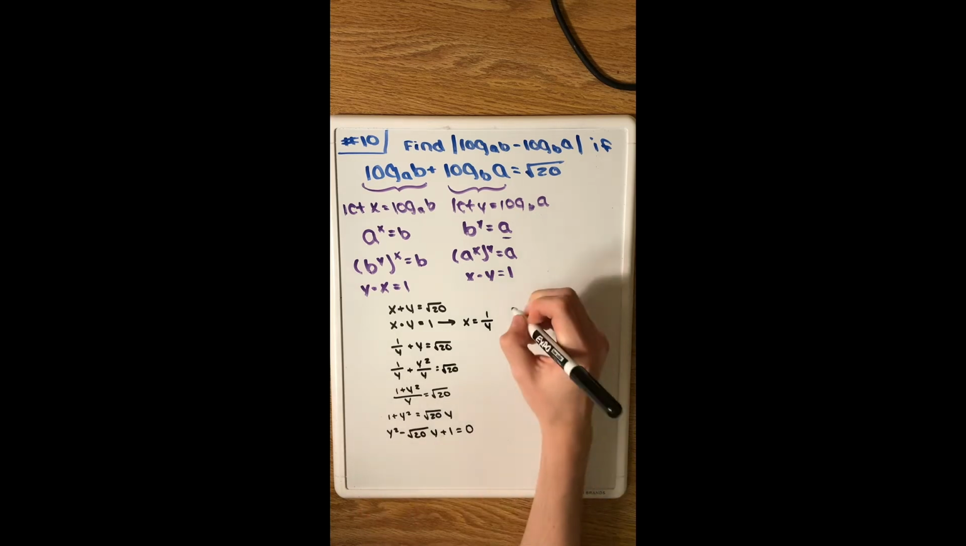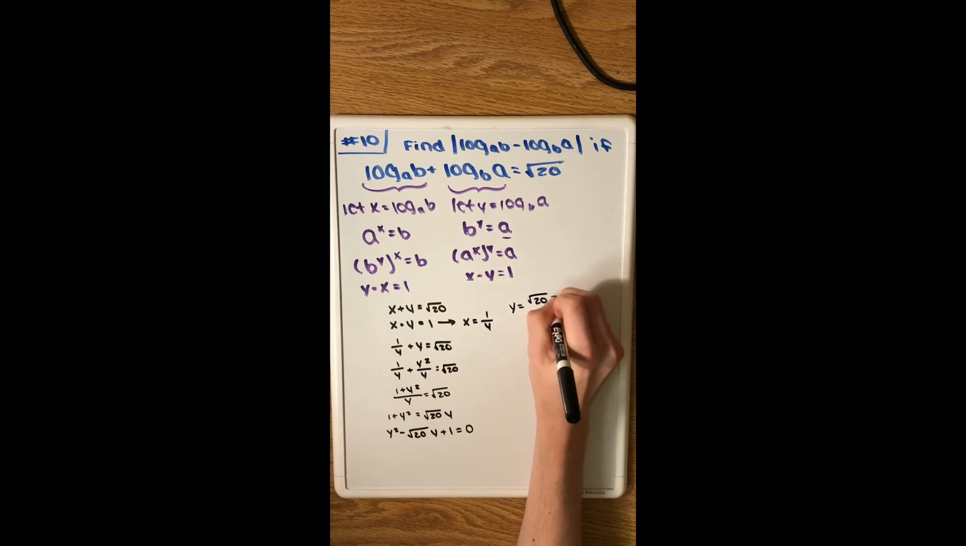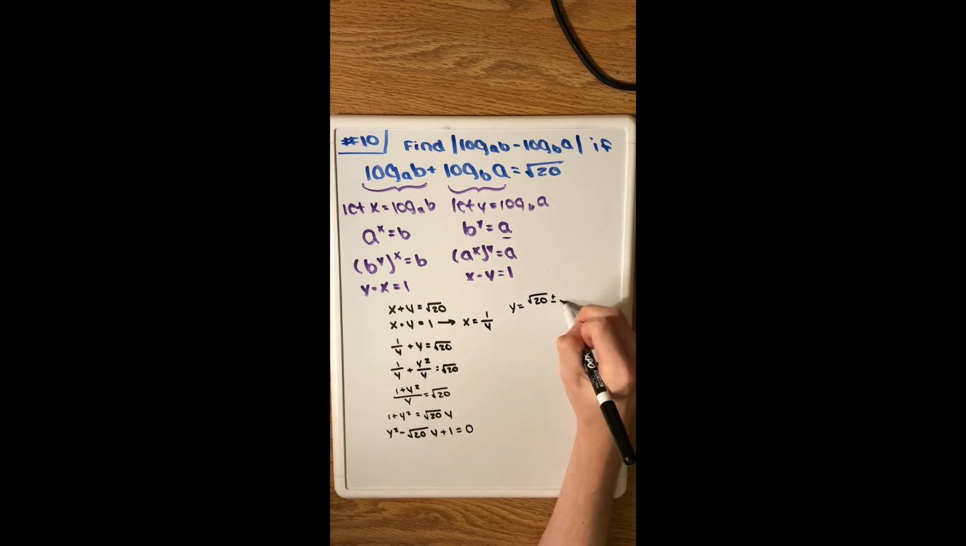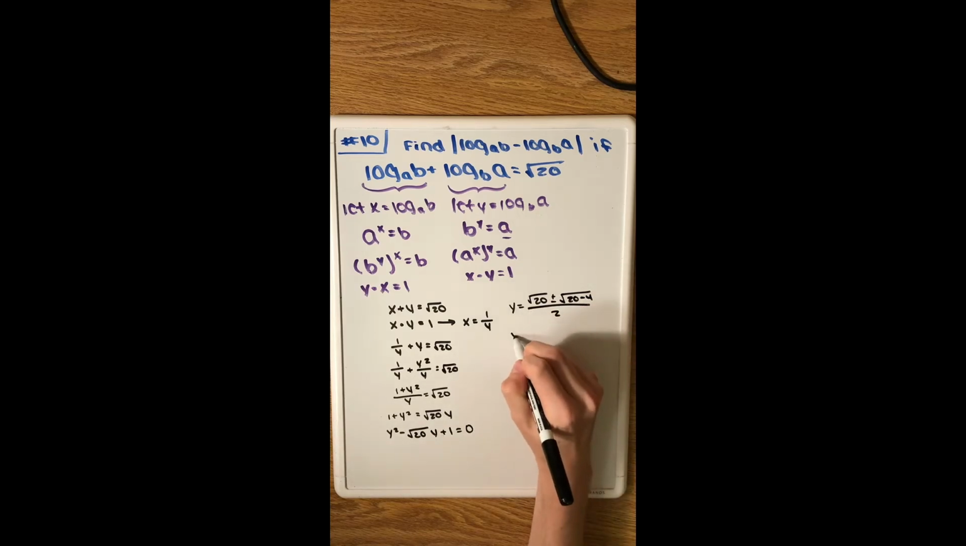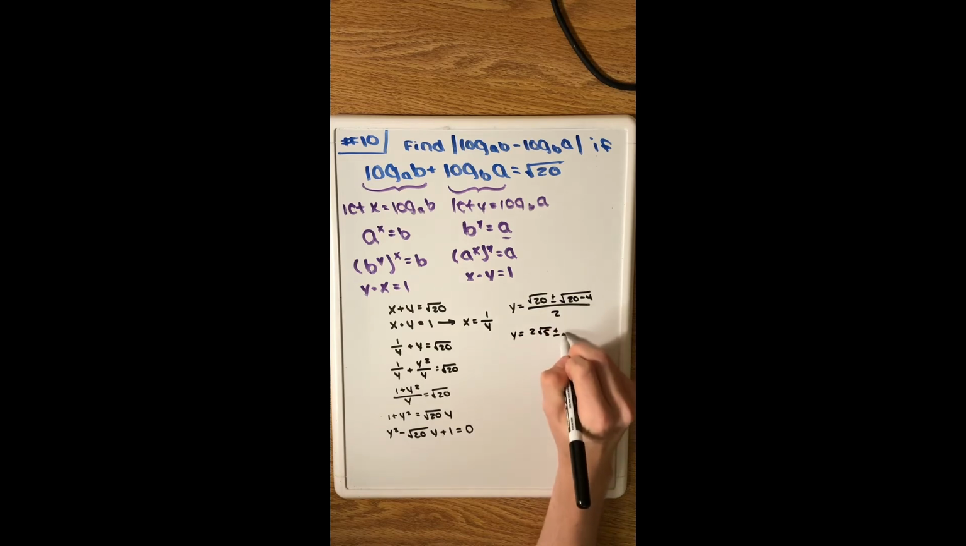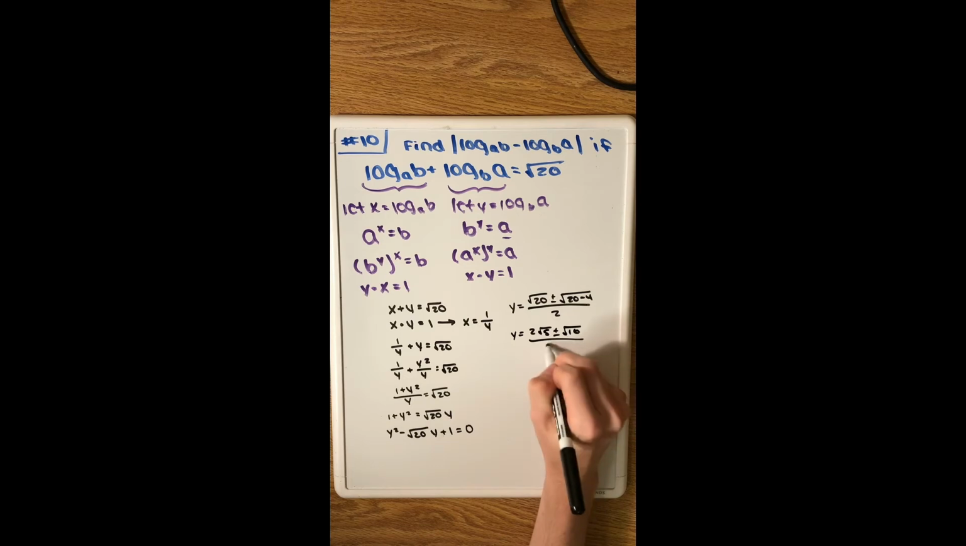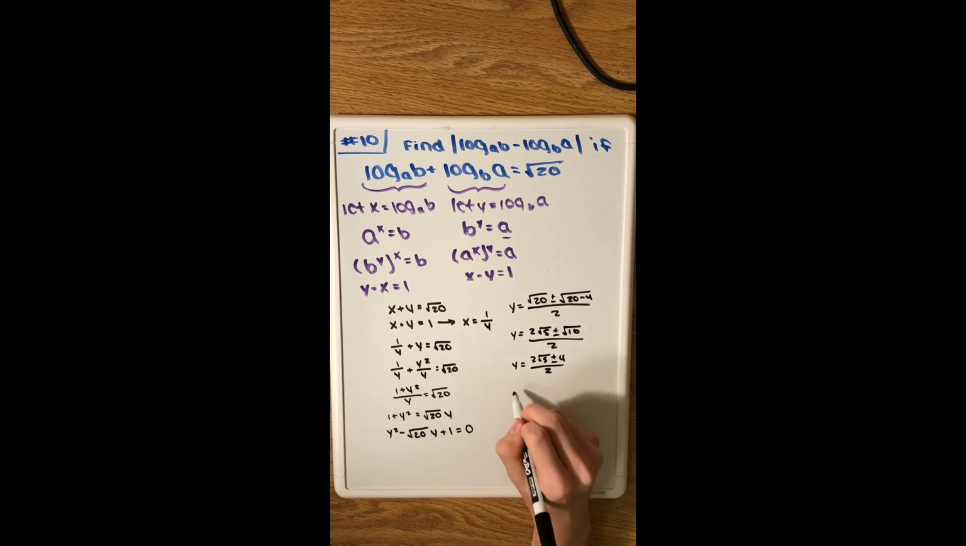So we get y is equal to radical 20 plus or minus the square root of 20 minus 4 all over 2. And this can be simplified to 2 radical 5 plus or minus radical 16 all over 2. And get y is equal to 2 radical 5 plus or minus 4 over 2. And this reduces to y is equal to radical 5 plus or minus 2.